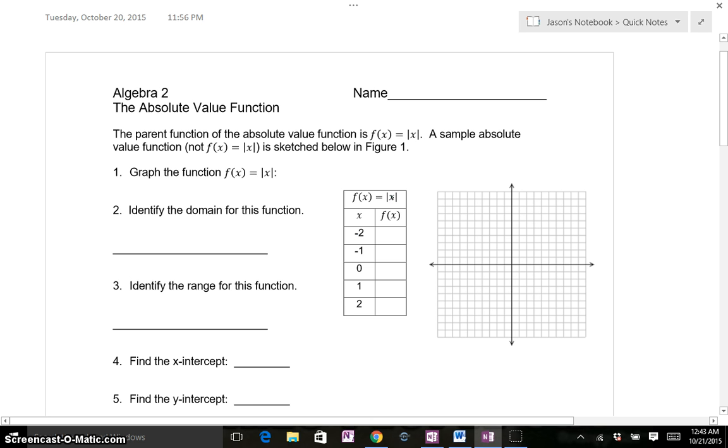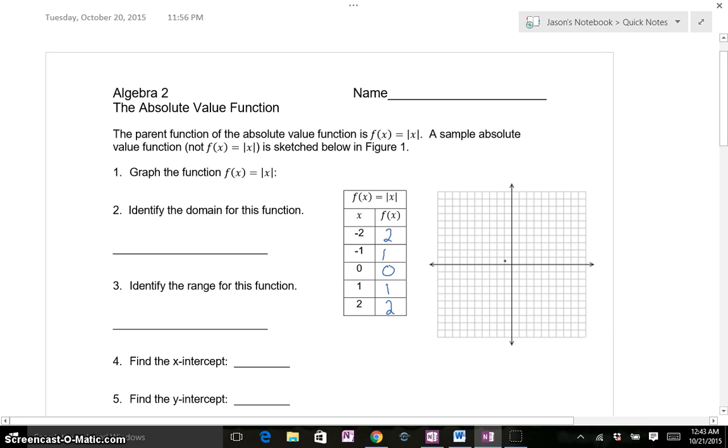Substitute negative 2 into x. So the absolute value of negative 2 is positive 2. Absolute value of negative 1 is positive 1. Absolute value of 0 is 0. Absolute value of 1 is 1. Absolute value of 2 is 2. Alright, then once we got our table filled, we're going to go ahead and graph that.